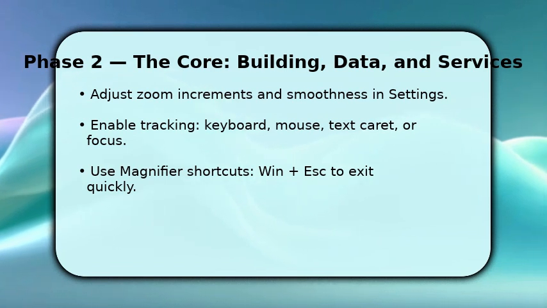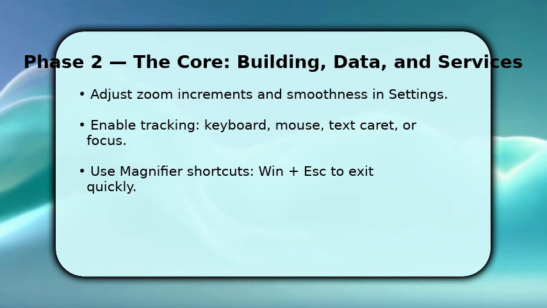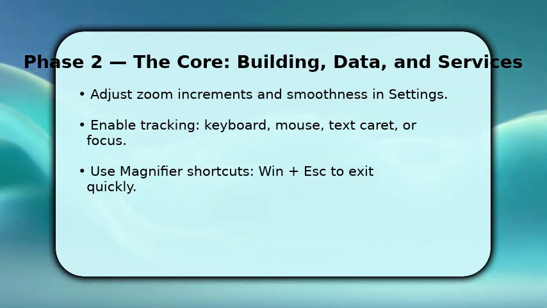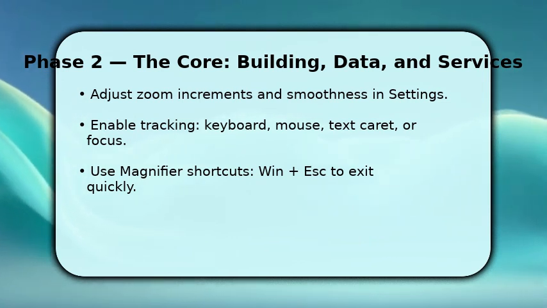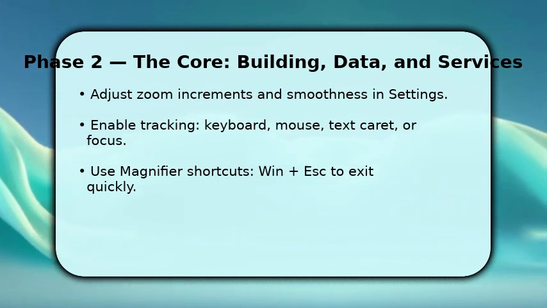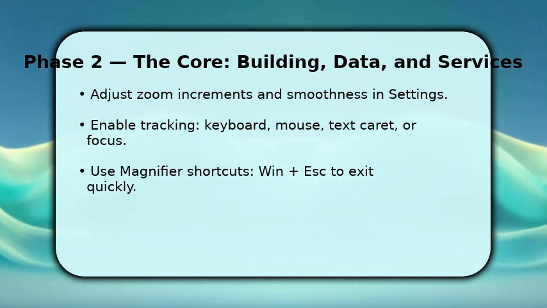You open magnifier settings and change zoom increments, enable smooth panning, and set where the view follows: mouse, keyboard focus, or text caret, so navigation feels natural. Make sure to test different magnification percentages and toggle between lens and docked to see which keeps context. If you need temporary, use Ctrl plus Alt plus arrow keys to pan. When finished, press Windows plus Escape to close the magnifier quickly.